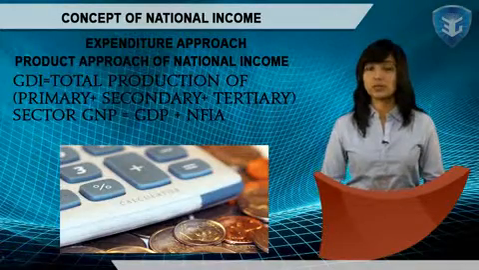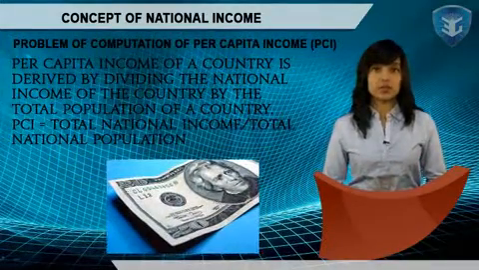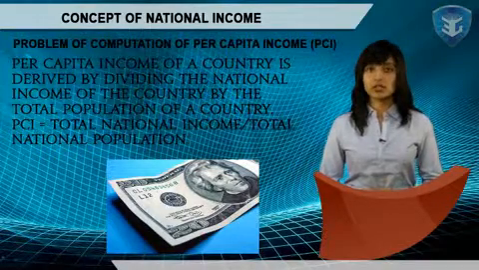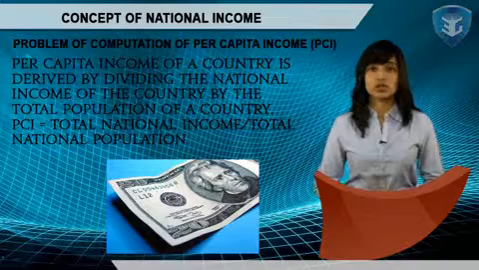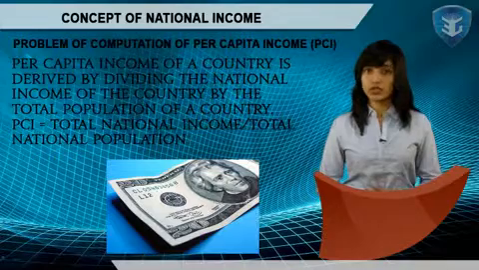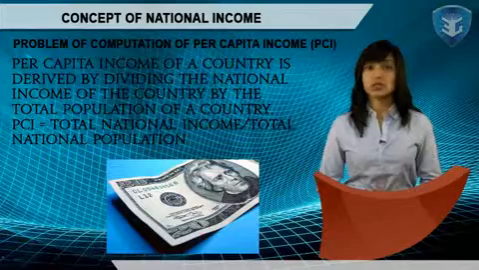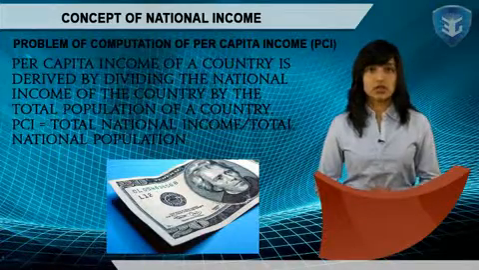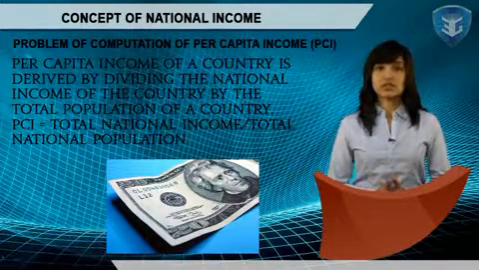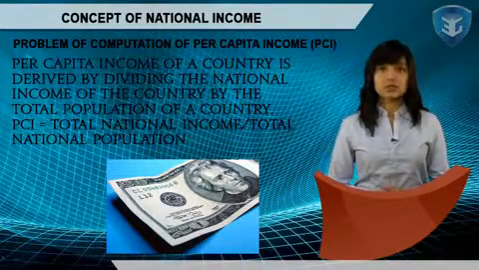GNP is equal to GDP plus NFIA. Problem of computation of per capita income, PCI. Per capita income of a country is derived by dividing the national income of the country by the total population of the country. Thus, PCI is equal to total national income over total national population. In common parlance, news reports and economic forecasts, country per capita income is considered as an indicator of a country's economic well-being. Gross domestic product or GDP is an approximate measure of the market value of all goods and services produced in a country during a specific period.